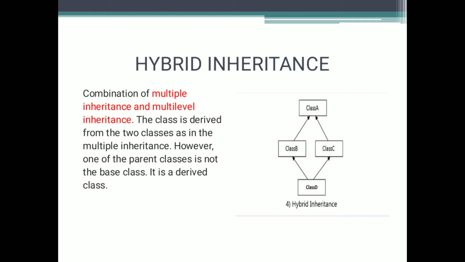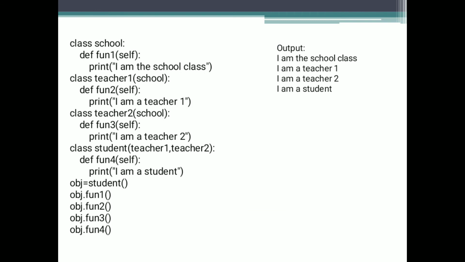This is the pictorial representation of hybrid inheritance. Now we will see a programming example. In this example, we can see four classes, that is class school, class teacher 1, class teacher 2, class student. Class school contains one method fun1 and this will print I am the school class.